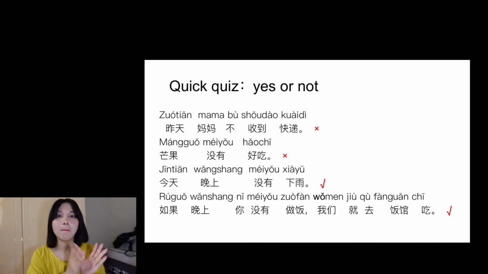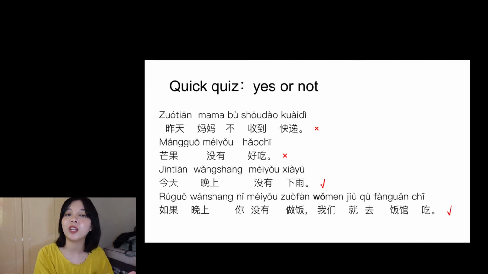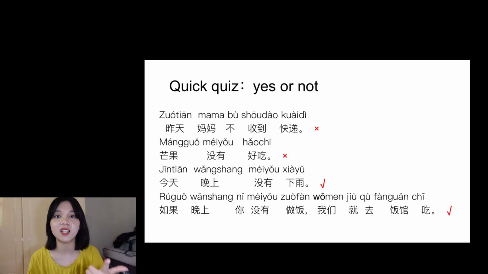And sentence 2. 芒果没有好吃。Remember, 好吃 here it's delicious. So it's a adjective, right? And before we say when we use 不 or 没有 and adjective, the adjective of 不 can be essential adjective or status adjective. But when you use 没有, it has to be status adjective. And 好吃 delicious in Chinese, it's a essential adjective. So in here you can't say 没有好吃. You can only say 芒果不好吃。So this sentence, no.